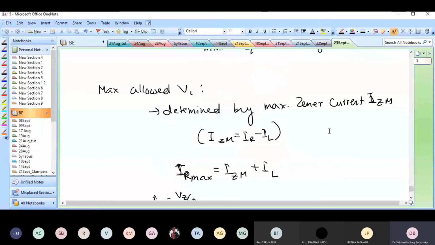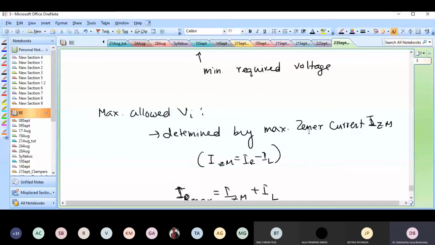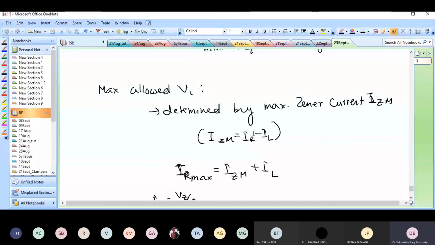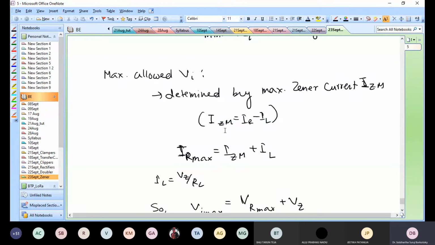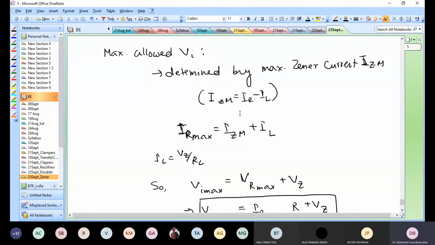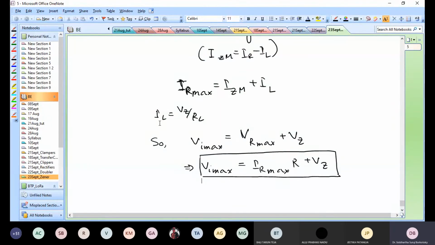So this is the situation. What is happening here is that you have a maximum Zener current. That maximum Zener current is IR minus IL, because whatever Zener current flows would definitely be the difference between IR and IL. Now if you can make IR the maximum, then IZM will also become the maximum. So you have IR max equal to IZM plus IL. And if you make use of the fact that IL is equal to VZ by RL, you would see that VI max is VR max plus VZ.